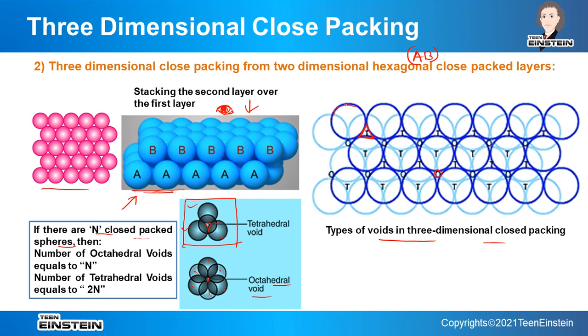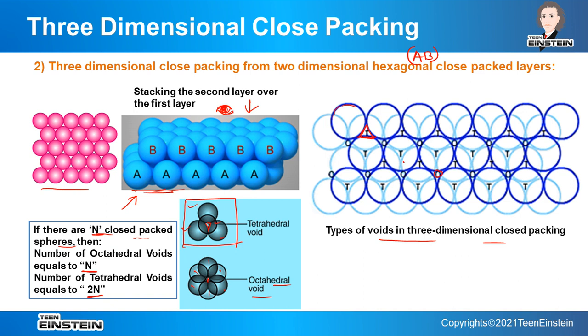So here these circles, if you consider there are a total of n close packed spheres, it is not a circle actually, it is a sphere because it is 3-dimensional, then the octahedral voids will be the same as the number n. But the tetrahedral voids will be double.